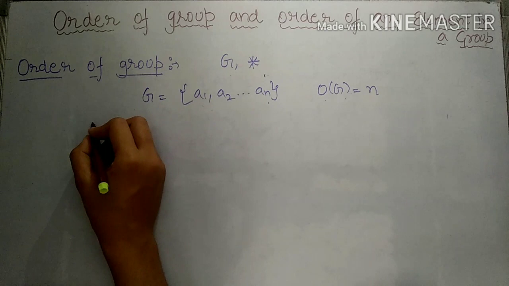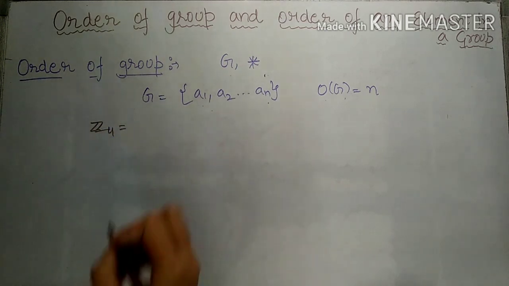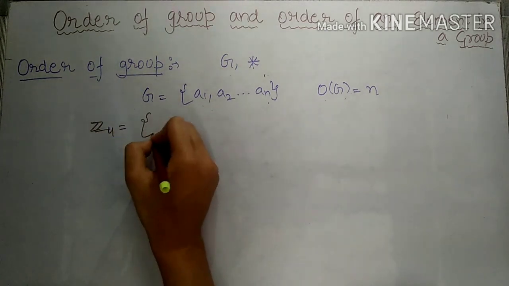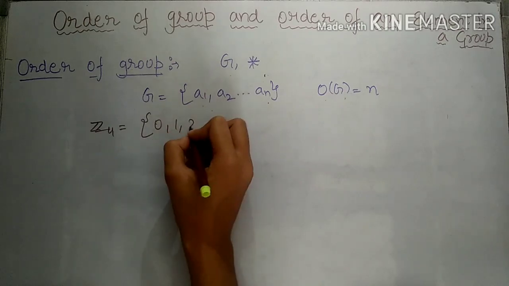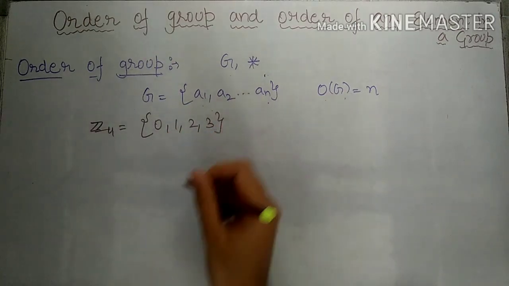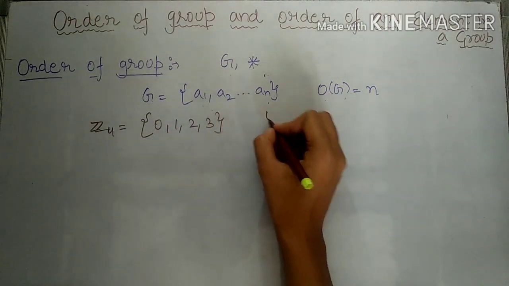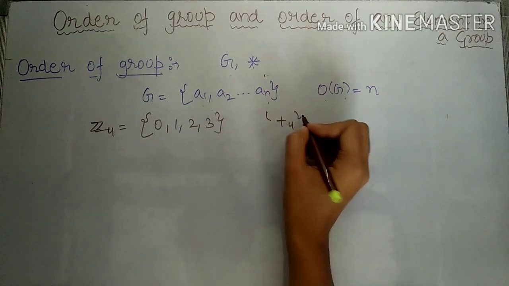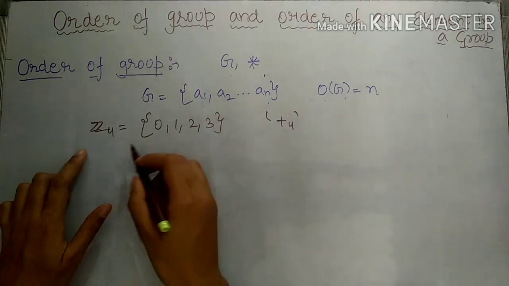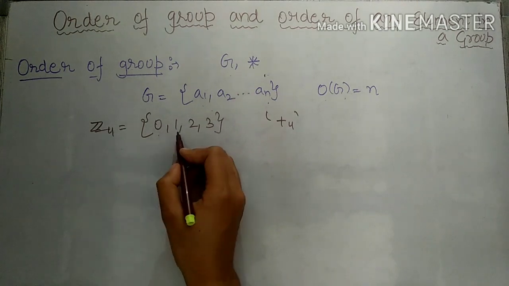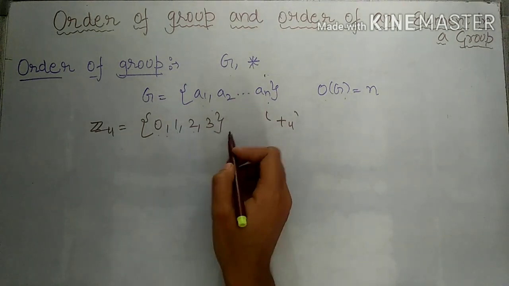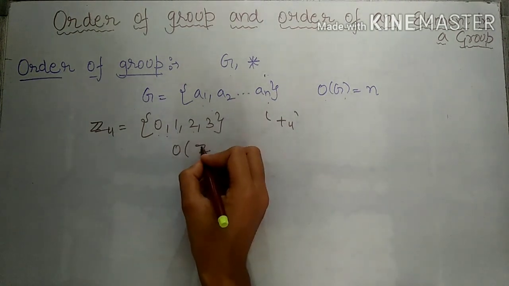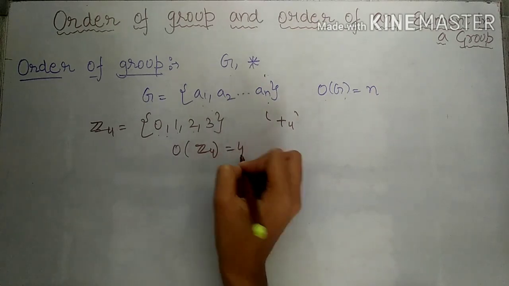If we take an example of finite group like this, we are taking a set Z4, that is 0, 1, 2, 3. We know this set forms a group under operation of addition modulo 4. So this is a finite group with 4 number of elements. So what is order of Z4? Order of Z4 is 4.